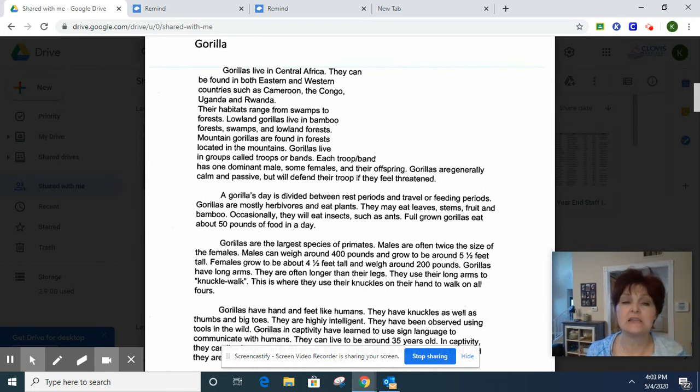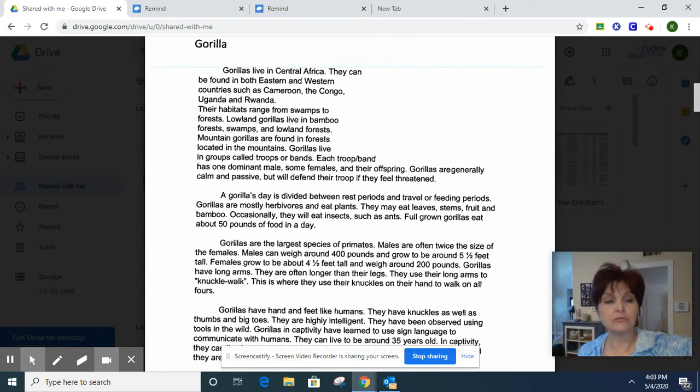What is the main idea of this article? So you're going to read, then go back in and reread, annotate for evidence that is helping you understand and explain the main idea. So let me read it with you. Gorillas live in Central Africa. They can be found in both Eastern and Western countries such as Cameroon, the Congo, Uganda, and Rwanda. Their habitats range from swamps to forests. Lowland gorillas live in bamboo forests, swamps, and lowland forests.